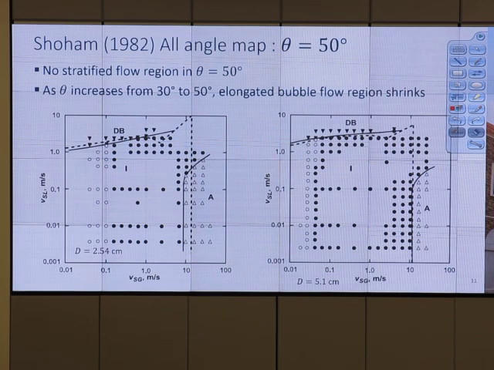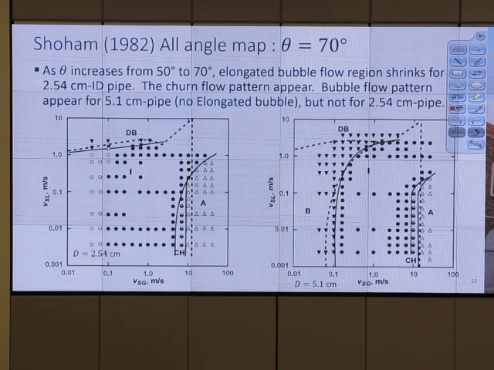Because even though your mixture velocity is the same, your Reynolds number is small, right? Reynolds number is rho V D over mu. So when velocity is the same, a bigger diameter gives you a higher Reynolds number and more mixing.